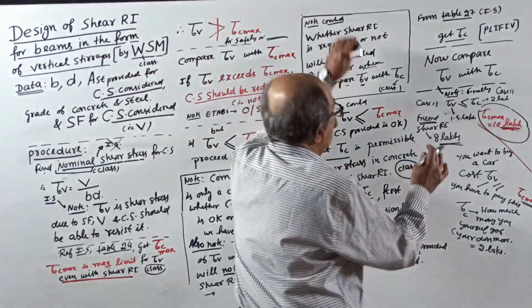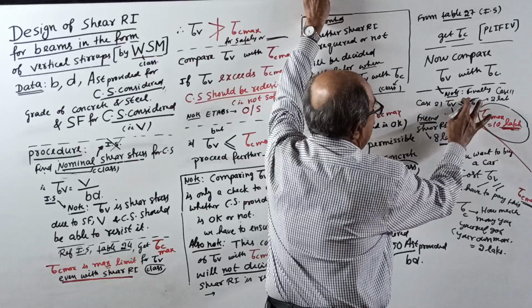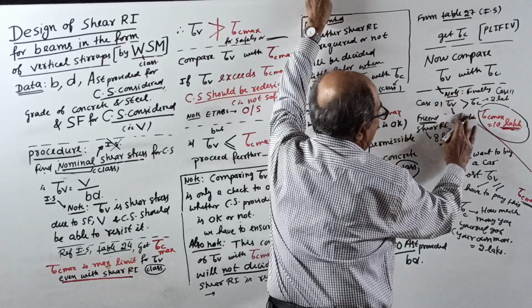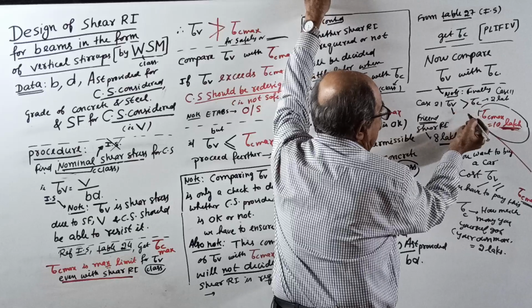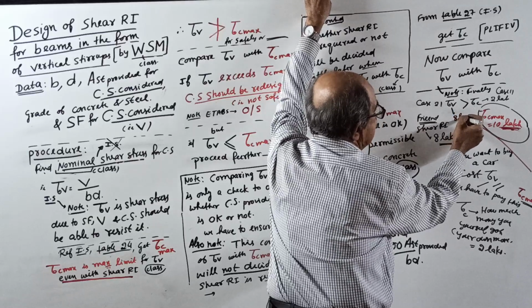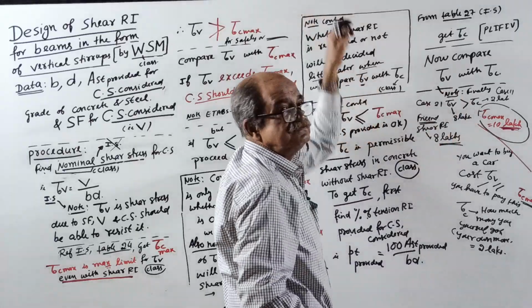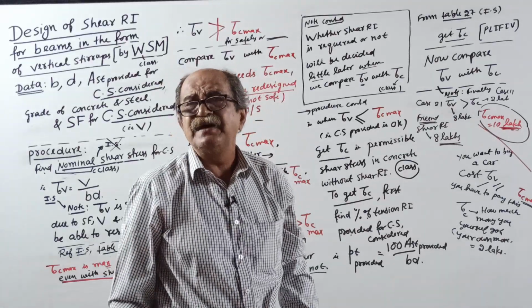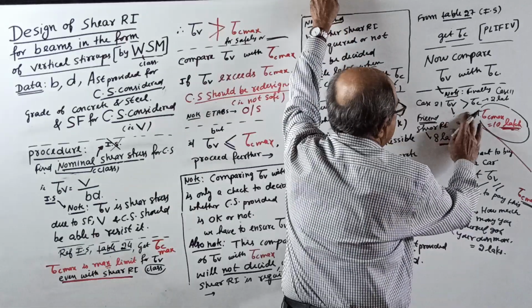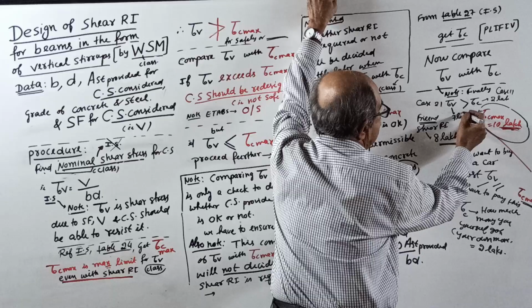Okay. Case 2. Tau v is more than tau c. For example, you want to buy a car of 8 lakhs. 8 lakhs. I will ask, okay, sir. Not 8 lakhs. See, 7 lakhs. 7 lakhs.